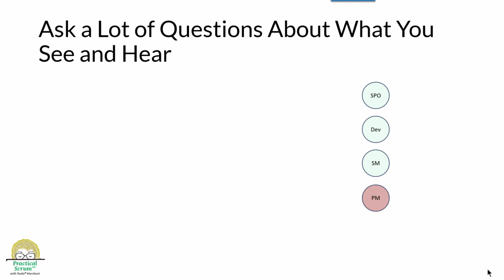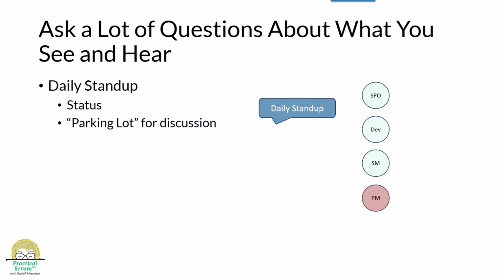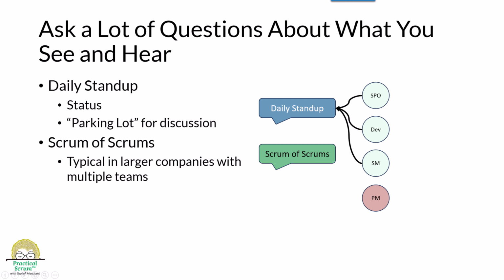For asking a lot of questions about what you see and hear, there are two regular meetings where questions and answers are the purpose: the daily stand-up and the Scrum of Scrums. In the daily stand-up, participants report their status, and during the parking lot at the end of the meeting, have discussions about what they've heard from their fellow team members. The Scrum of Scrums meetings are held in larger companies where you may have multiple teams working on the same product. A representative from each dev team, along with the product owners and Scrum Masters, attends and provides status updates.